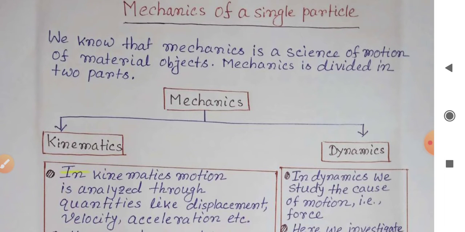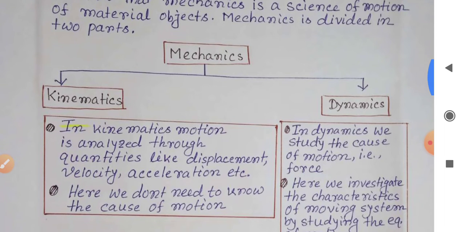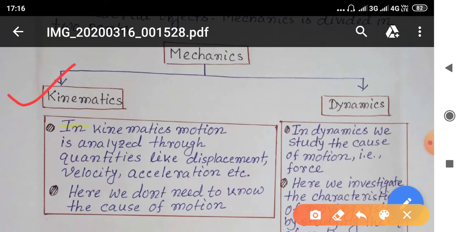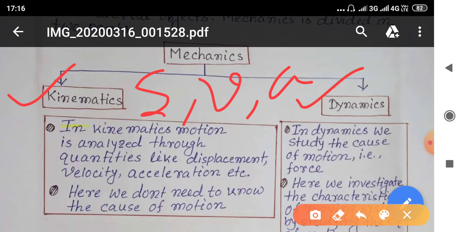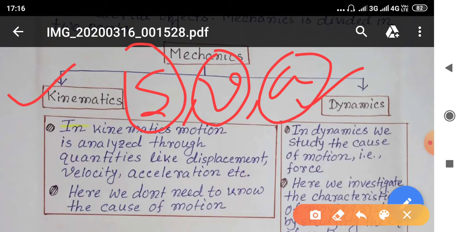And as we know, mechanics is the science of motion of material objects, that is, it deals with the motion of terrestrial objects to celestial ones, and it is divided into two parts. One is kinematics and another one is dynamics. In kinematics, we analyze the motion through certain parameters like displacement, velocity, acceleration, and to do this we don't need to care about the cause of the motion.